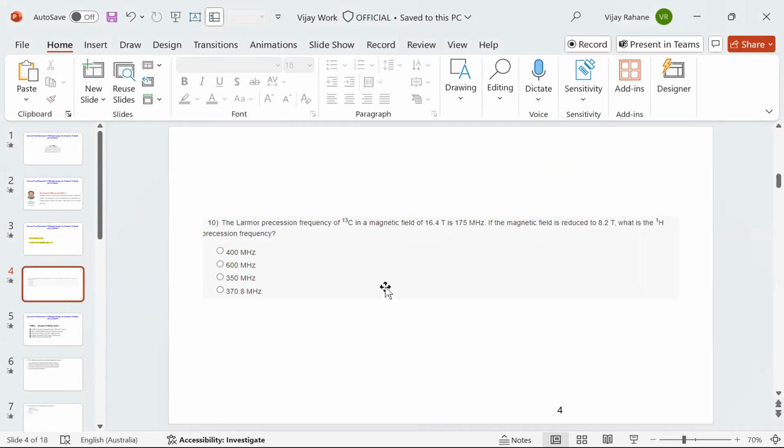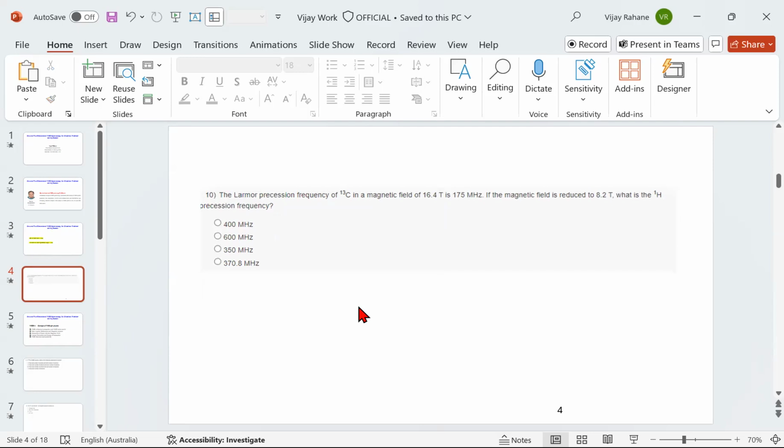All right, the question is: the Larmor precession frequency of 13C in a magnetic field of 16.4 Tesla is 175 megahertz. The magnetic field is reduced to 8.2 Tesla. What is the 1H precession frequency? This is a kind of simple problem that we have already taken, and we can solve this problem also.